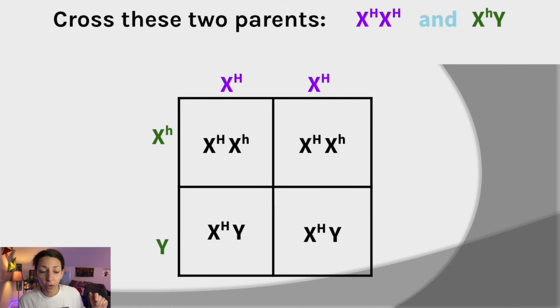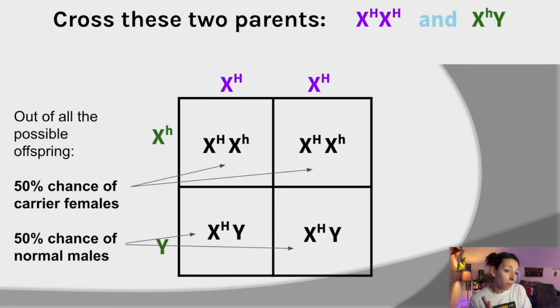And then just like a regular Punnett square, we'll carry down the letters and bring them across to see the possible combinations for the offspring. So in this case, out of all the possible offspring, there's a 50% chance that this couple will produce females who are carriers for color blindness but do not have color blindness themselves, and a 50% chance that they will have offspring who are males who are normal; they don't carry any of the colorblind alleles.